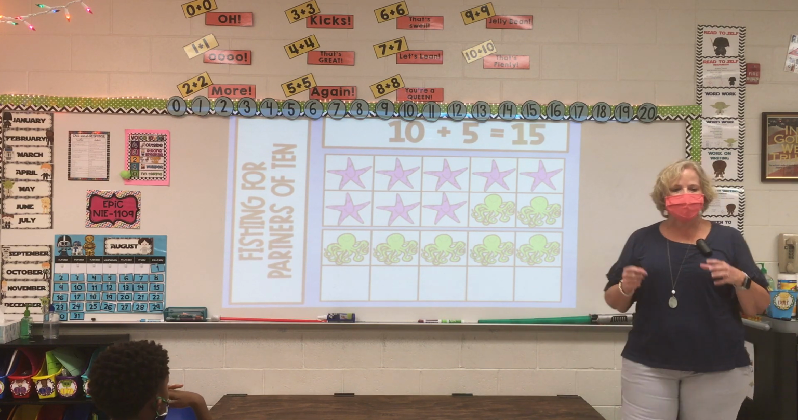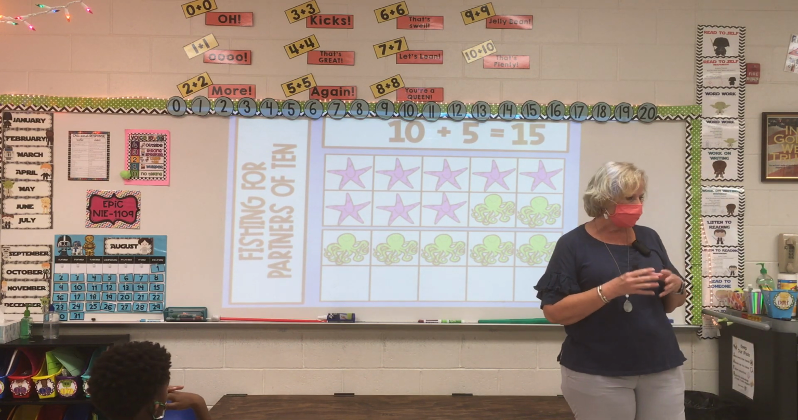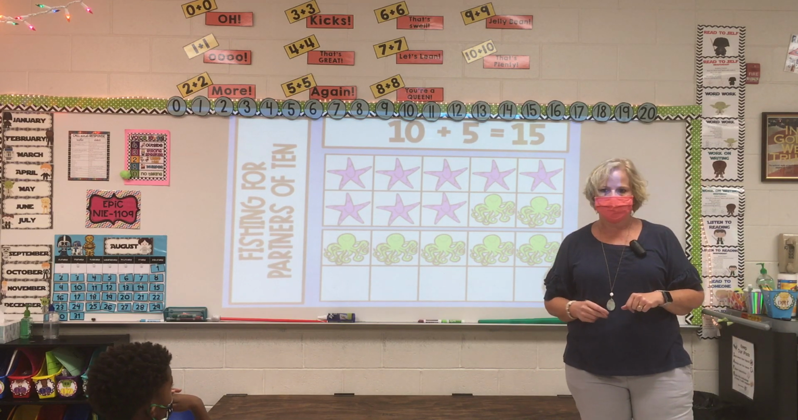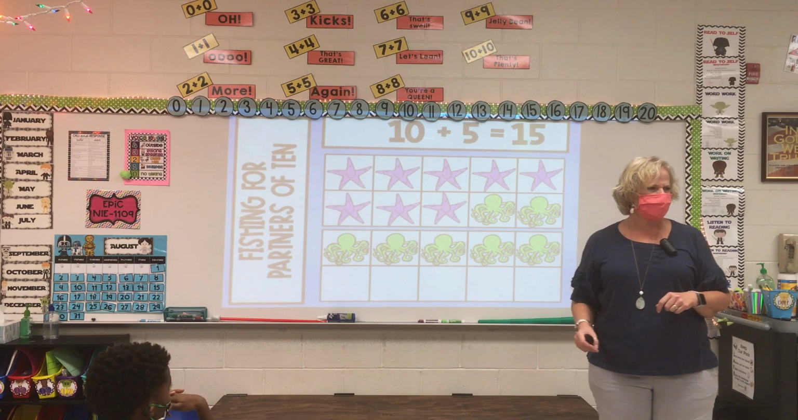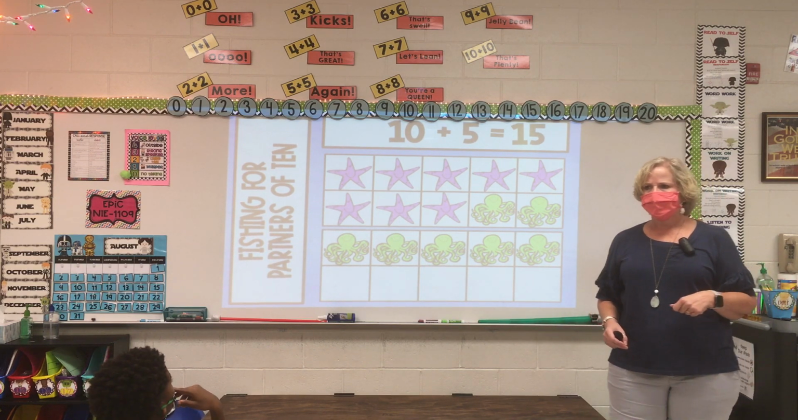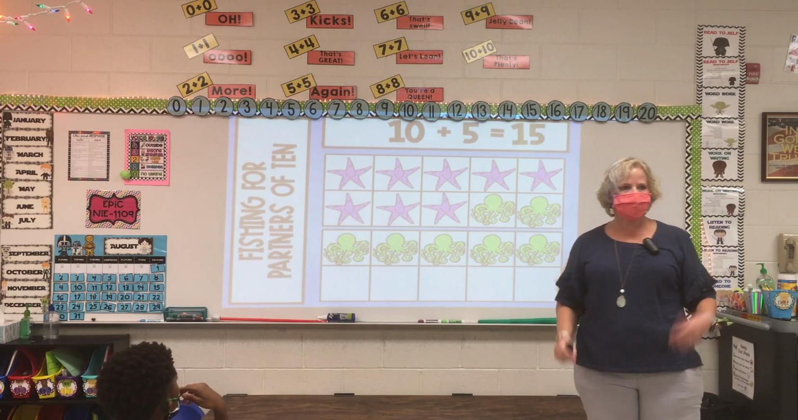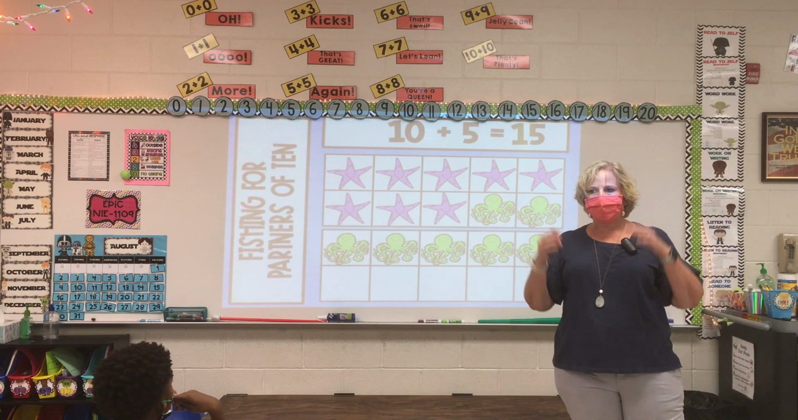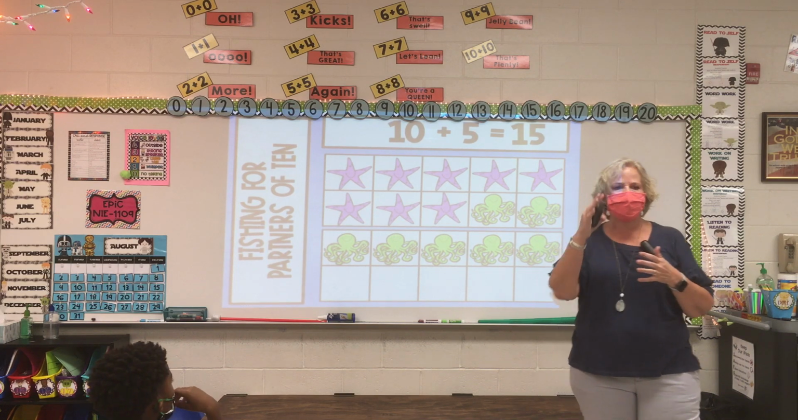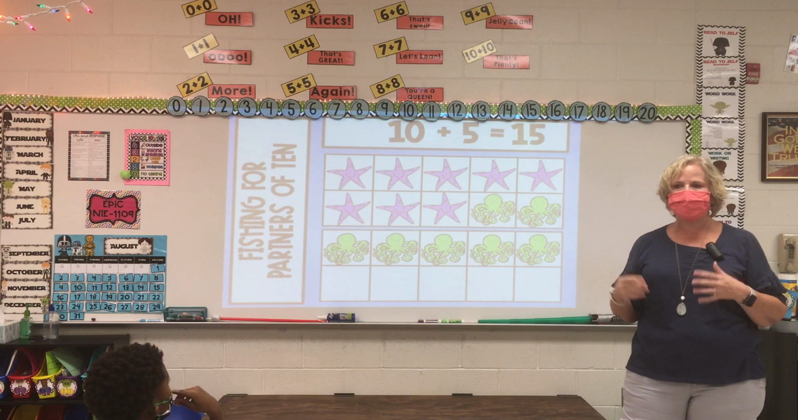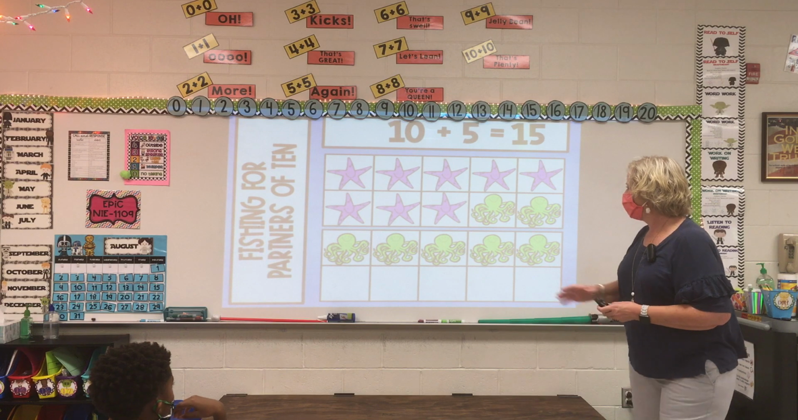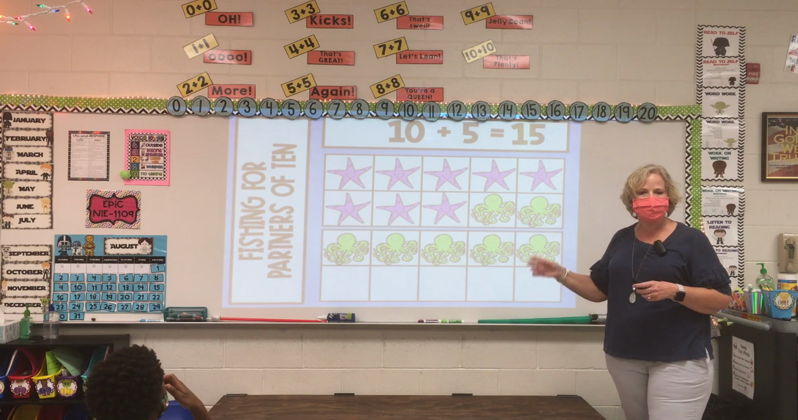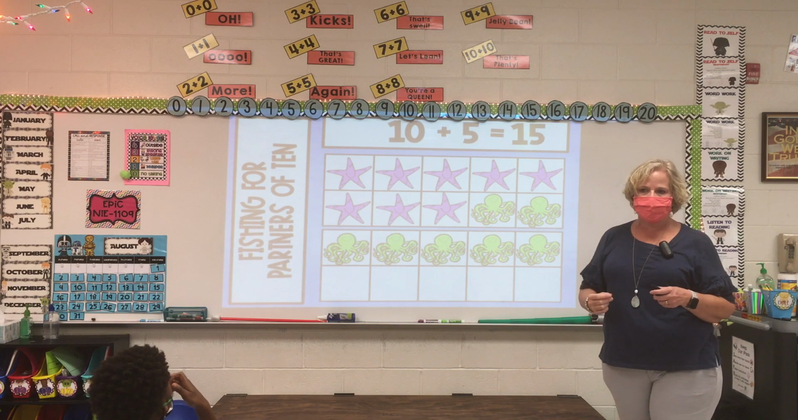We do that because it is easier to add with 10. If I say 10 plus 2, what is it? 12. 10 plus 6, 16. 10 plus 9, 19. It is easy to add with 10. We know when we have 10 in our head, it's easy to add another number to it to get our answer. That's why we're moving things around on our 10 frames, because it is quick and easy. It's easy to do mental math that way.